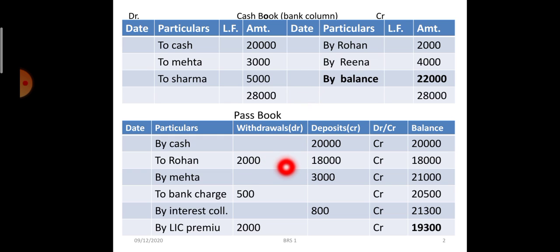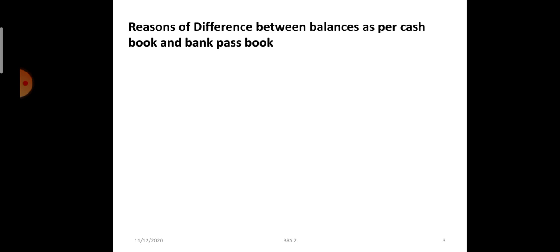So similarly, there will be a few more transactions. We will be discussing that some transactions are recorded in cash book and not in passbook, and vice versa, that means transactions are recorded in passbook but not recorded in cash book. That will lead to the difference in the cash book and the passbook balance. Let's discuss all the points from the beginning.